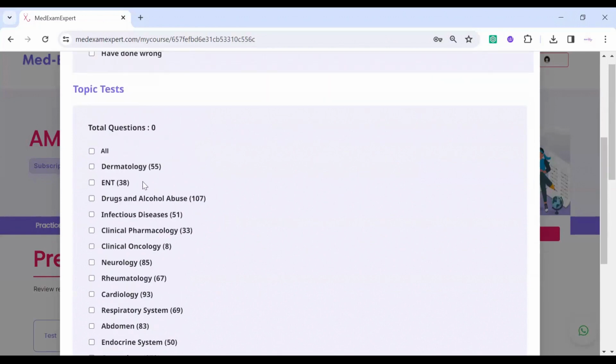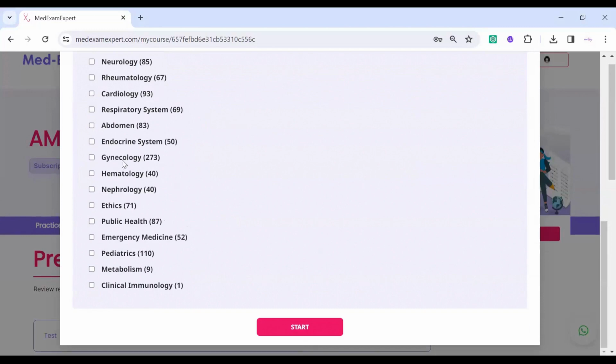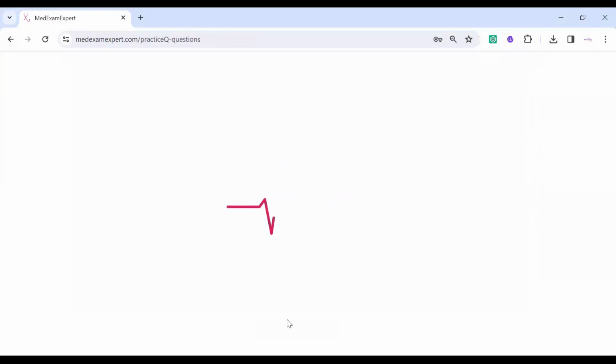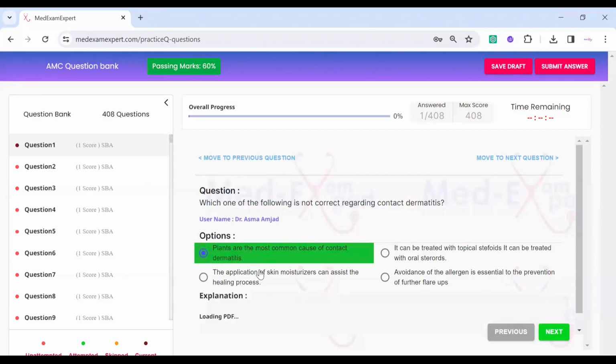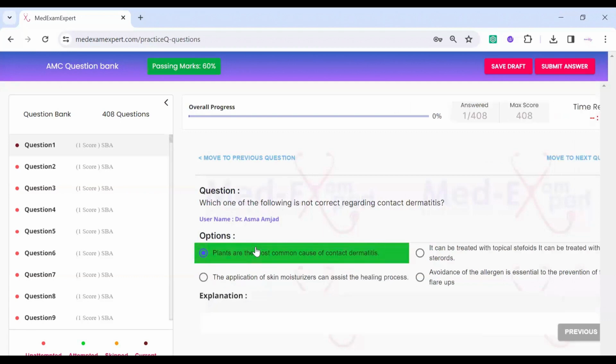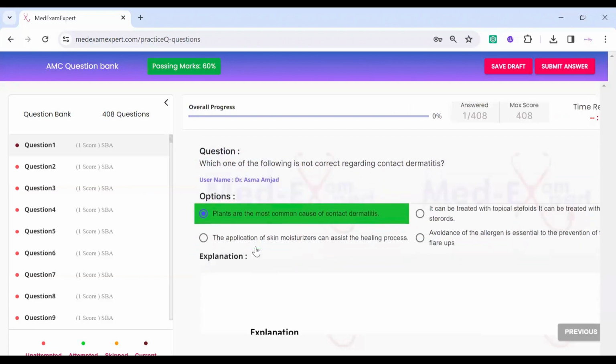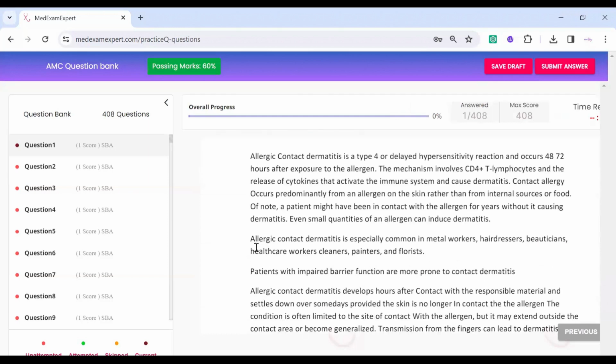For example, I want to revise dermatology, so I will click on that. You can select as many topics as you want. Like I can select hematology, nephrology, ethics, whatever I want to revise. Then you have to click on start and it will show you the test. You can see the question, you can see the options, and you can select the right option. For example, I guess this is the right option. Then it will show you, yes, this is the right one. It will show you with the green color. And then you can see the explanation of that question as well.